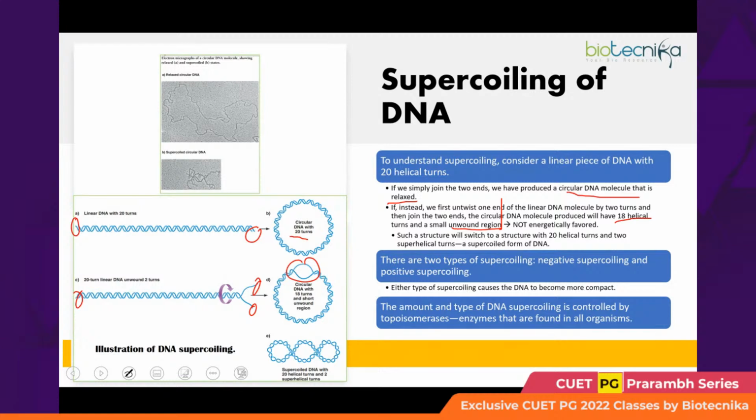But this structure is not energetically favored. It is not in a relaxed state, it has tension in it. So this structure will immediately switch to a structure with 20 helical turns and 18 superhelical turns. What are superhelical turns? Like this, where both helices again twist around each other. And that is what is called the supercoiled form of DNA.